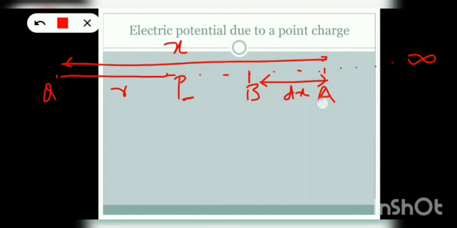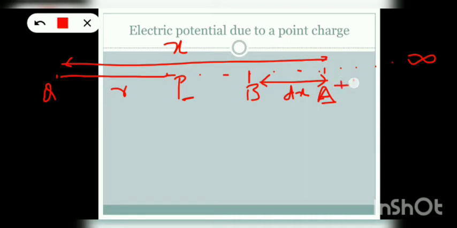For that, we have considered the point A on the path. A is at a distance of x from our source charge. Now, how much work is done to move that unit positive charge from A to B? First, we want to find that work done. If that work done is obtained, we can find the total work done by integrating that expression.